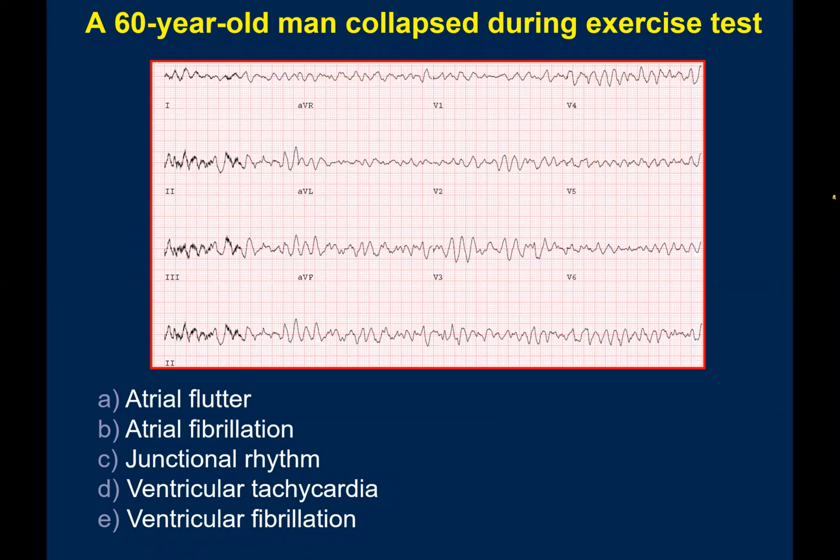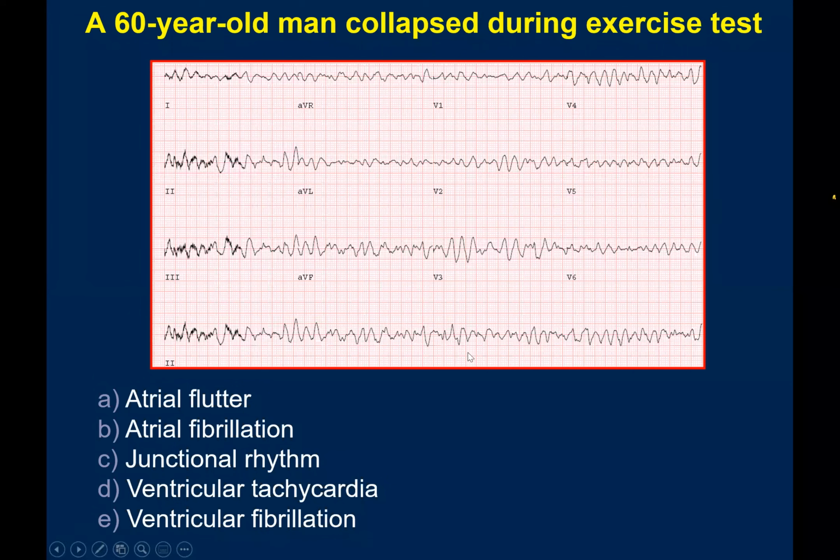Next case is a 60-year-old man, and he collapsed during exercise test. So he was still connected to 12-lead ECG. What do you think of this? VF. This is the one that you would like to see, of course, especially after cardiac surgery. So it is a VF.